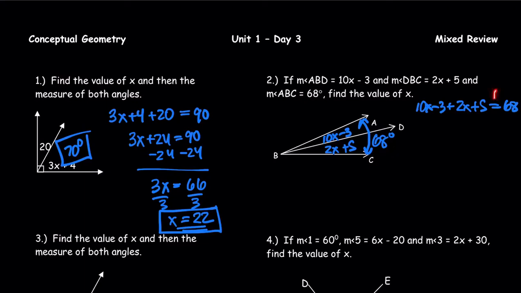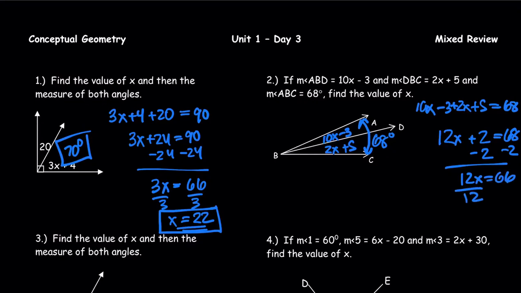Now again, some algebra review. These variables are on the same side of the equation, so I'm going to put those together. That gives me 12x. These numbers, let me go back here and just rewrite that. So that's 10x minus 3. These numbers are also on the same side, so we have to put those together. A negative 3 and a positive 5 gives me a positive 2. That equals 68. So I'll subtract 2. I get 12x equals 66.